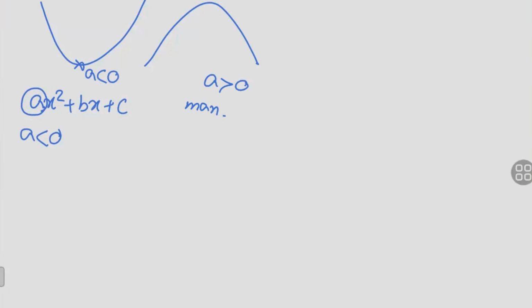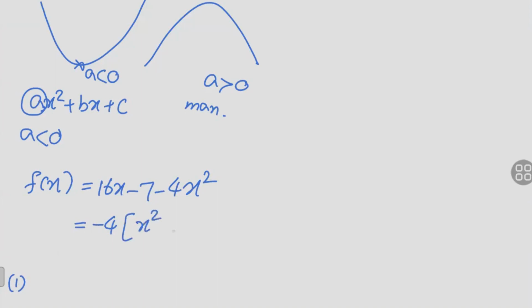You know how to find the maximum or minimum point by the completing square method and by differentiating. Sometimes they ask a 1 mark question. Let's say they have given f(x) equal to 16x minus 7 minus 4x squared. By giving this, the first part, they will ask for the completing square method. The second part, a 1 mark question, asks whether it is a maximum or minimum. Then save your time. Don't go to differentiate. From this, you can straight away get the answer.